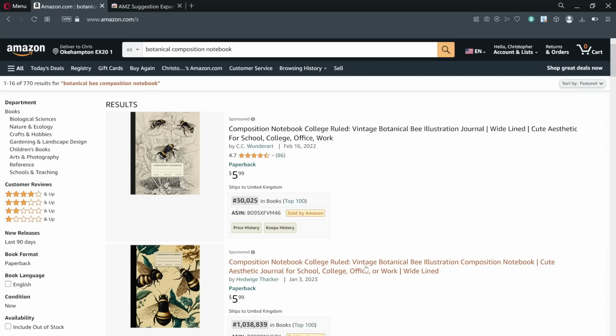And what you're going to have to do is to niche down even further. Okay, so for me, someone that has a decent ad campaign budget, I go for these kind of broad niches in everything I do. Botanical composition notebook, pretty broad niche, I would say. Not super broad. It's not just notebook, but it's still competitive, as we saw.